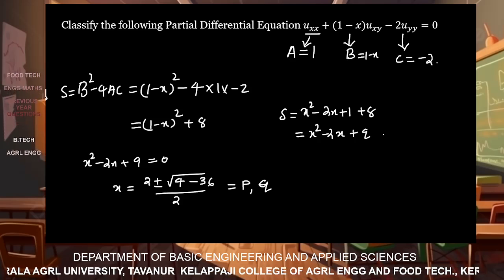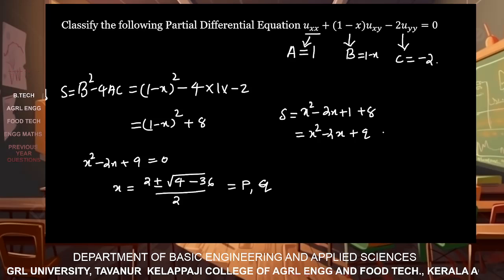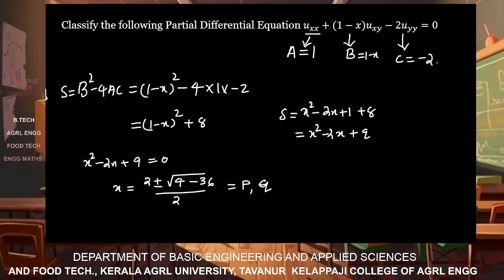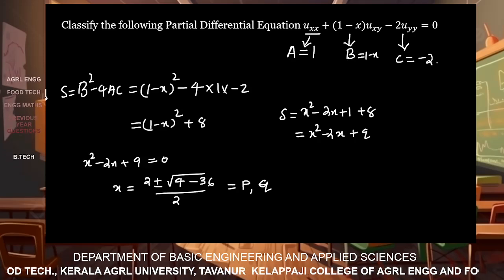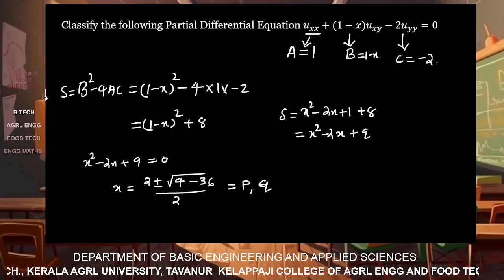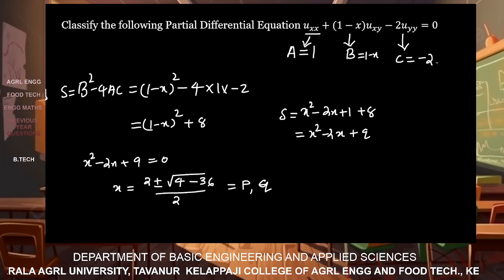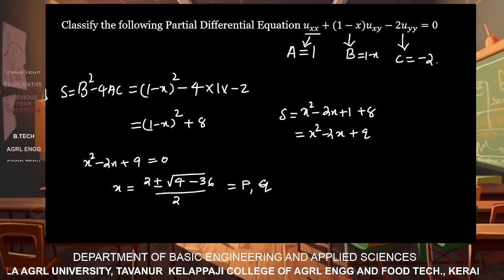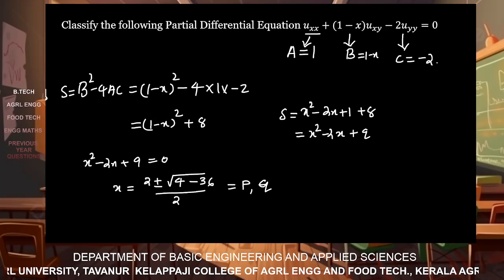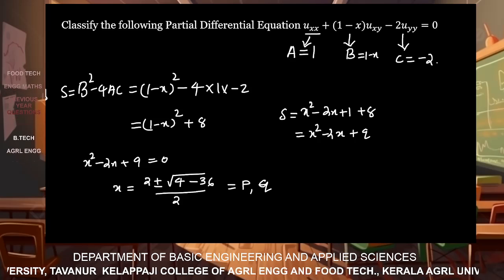And when s equals 0, the function will be parabolic. When the s value is less than 0, it will be elliptic. And when the value, that is (1 minus x) whole square plus 8, is greater than 0, it is hyperbolic.